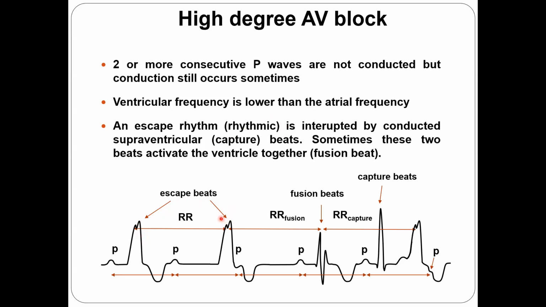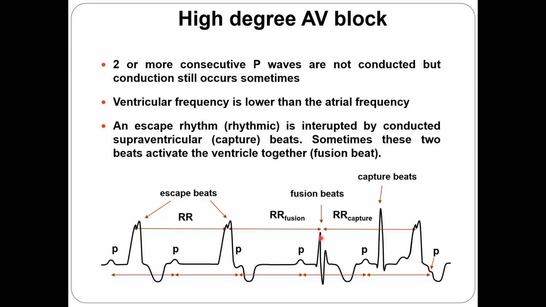And whenever a supraventricular conduction occurs, as you see here, we do have a relatively normal QRS complex, but this is arrhythmic. And this is what is called a capture beat. So the capture beat is always arrhythmic, so it doesn't come in time like an escape rhythm. However, it could happen that the supraventricular conduction and the escape beat from the ventricle hit the ventricle at the same time.